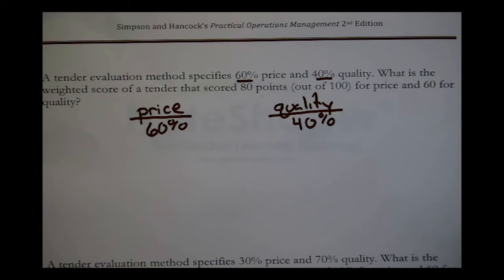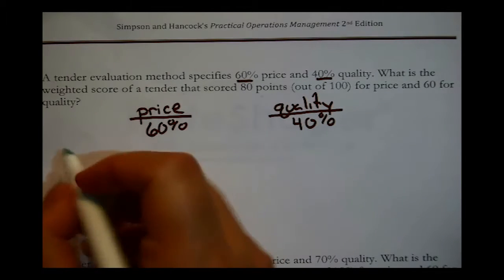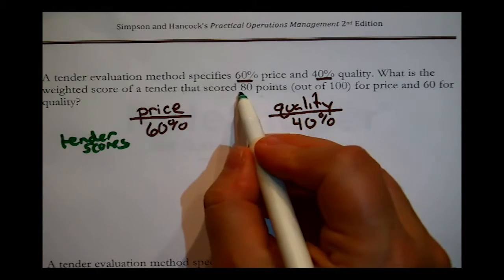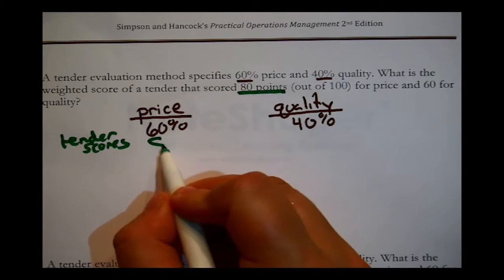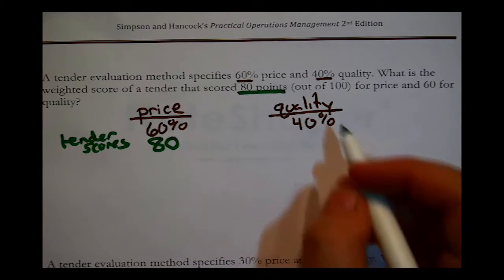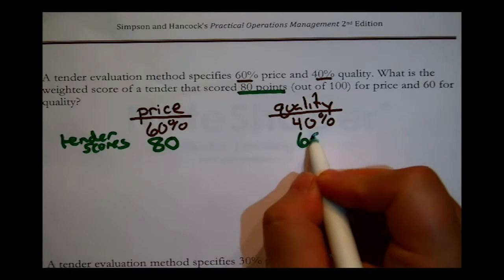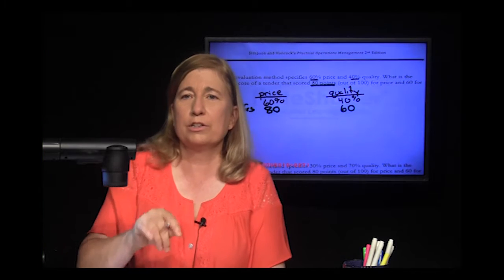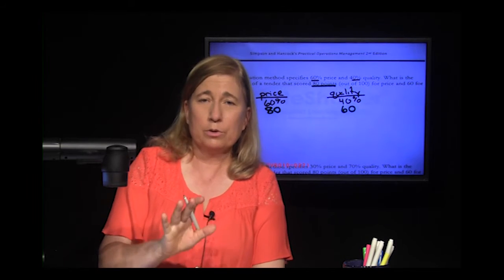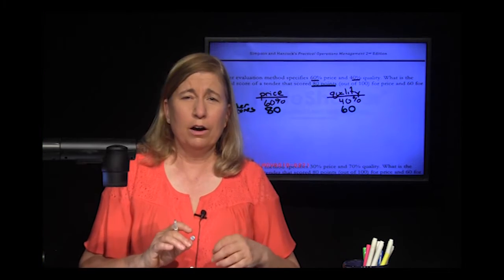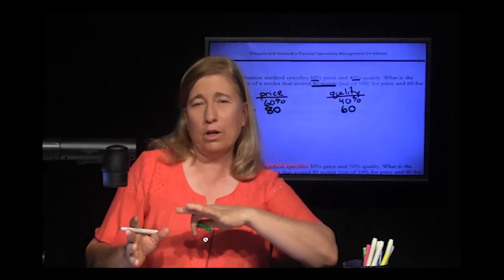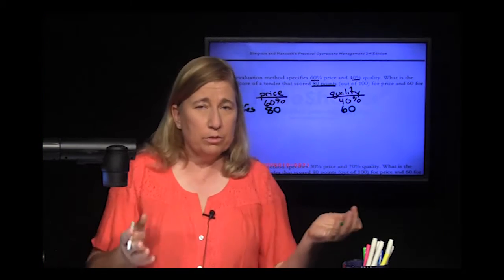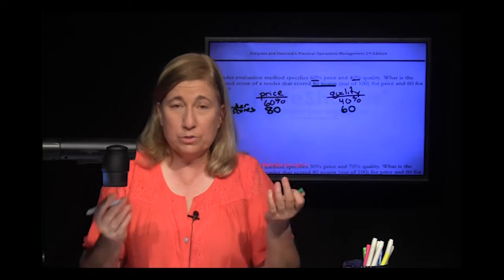We are evaluating a particular tender's scores, just organizing the information. A particular tender scored 80 on price and it scored 60 on quality. Okay, now how do you actually calculate a weighted score? It's easy. With 60% price and 40% quality, you take 60% of the score that was earned on price and you combine that with 40% of the score that was earned on quality. That's what the logic is.